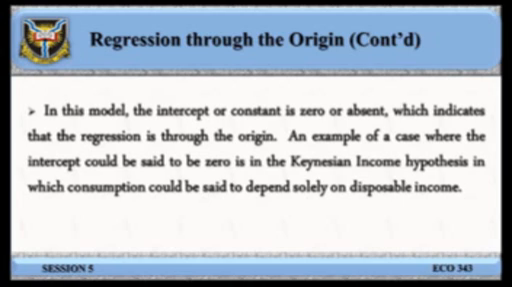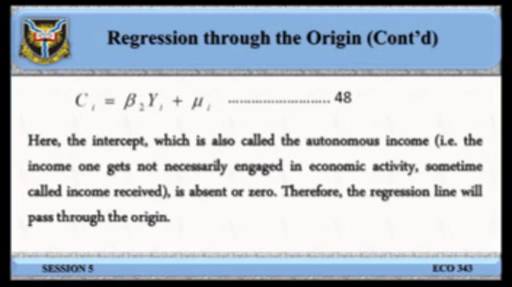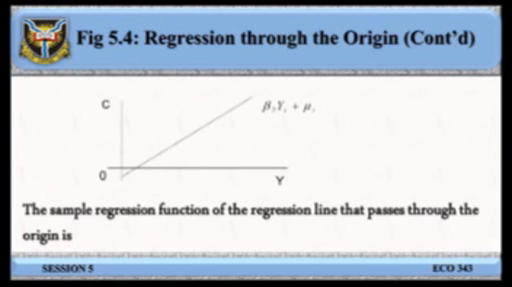An example of a case where the intercept could be said to be 0 is in the Keynesian income hypothesis, in which consumption could be said to be dependent solely on disposable income. Ci is equal to beta 2 yi plus mu i, equation 48. Here the intercept, which is also called the autonomous income, that is, the income one gets not necessarily engaged in economic activity, sometimes called income received, is absent or 0. Therefore, the regression line will pass through the origin, as shown.